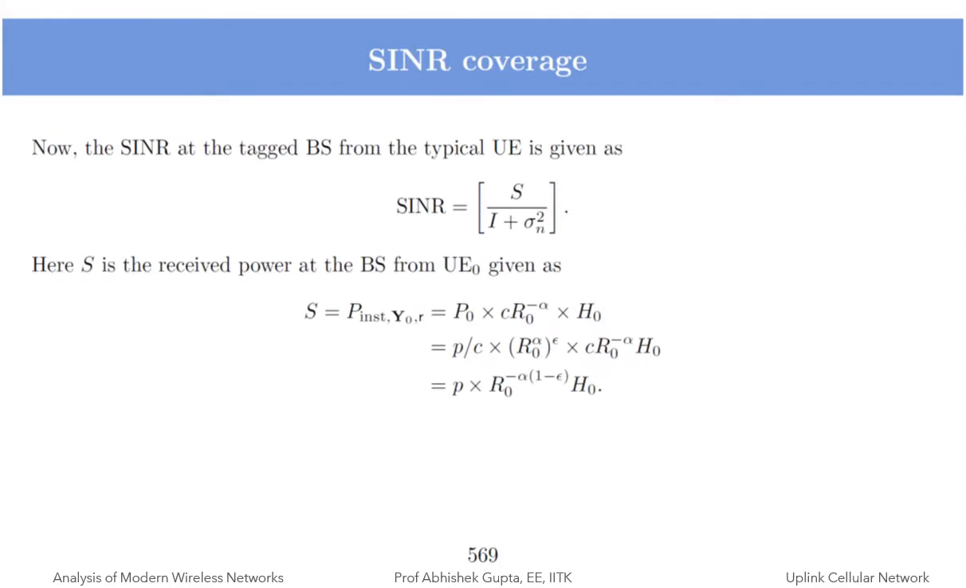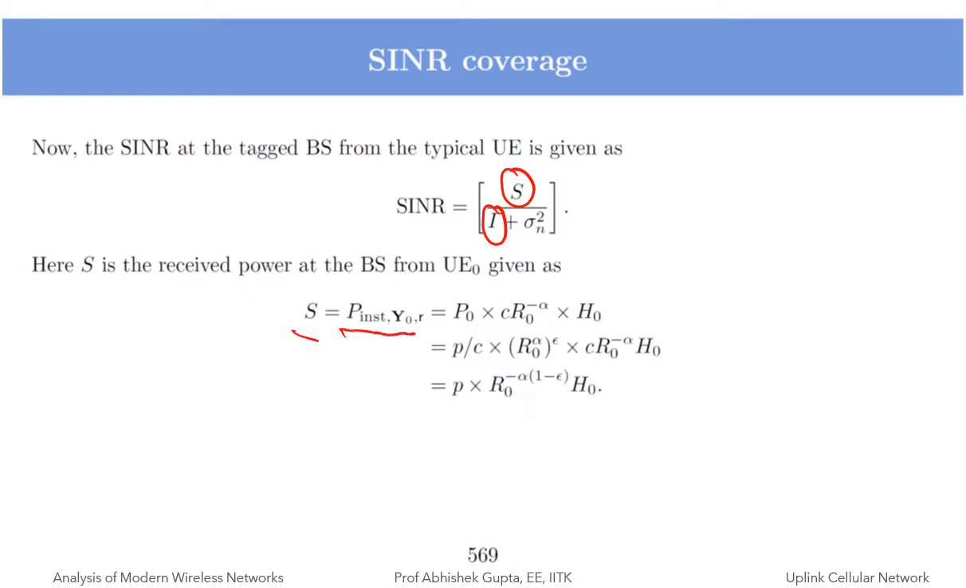So now let's talk about the SINR coverage. We are considering the tagged base station, and it is the receiver for the typical user. The interference at this base station will be caused by all the interfering UEs. So SINR will be given as S upon I plus noise. S is your serving power, I is your interference. Let's compute S first.